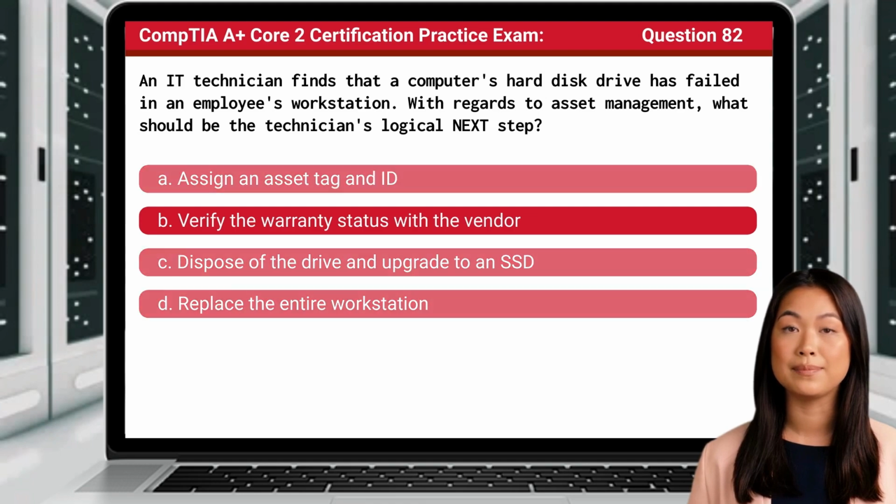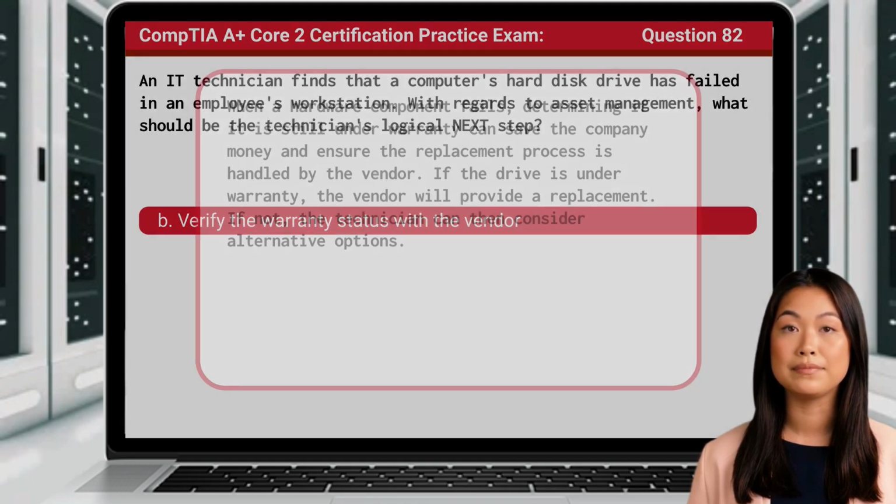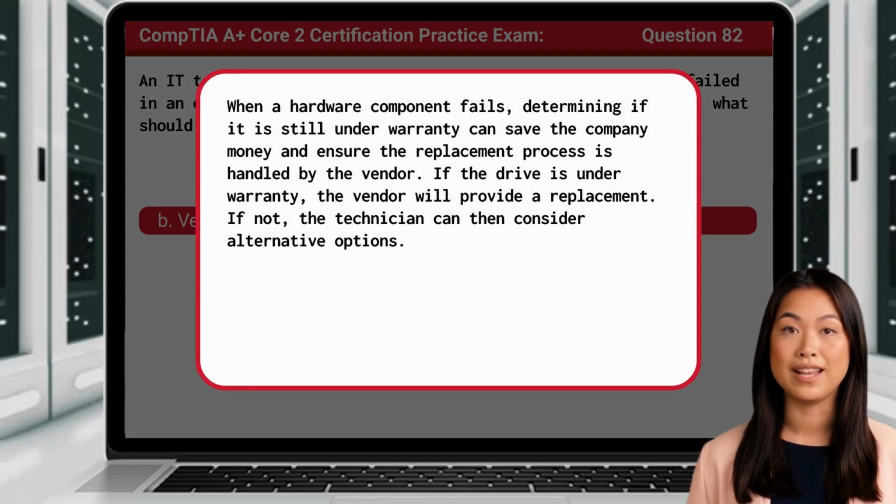The answer is B. Verify the warranty status with the vendor. When a hardware component fails, determining if it is still under warranty can save the company money and ensure the replacement process is handled by the vendor. If the drive is under warranty, the vendor will provide a replacement. If not, the technician can then consider alternative options.